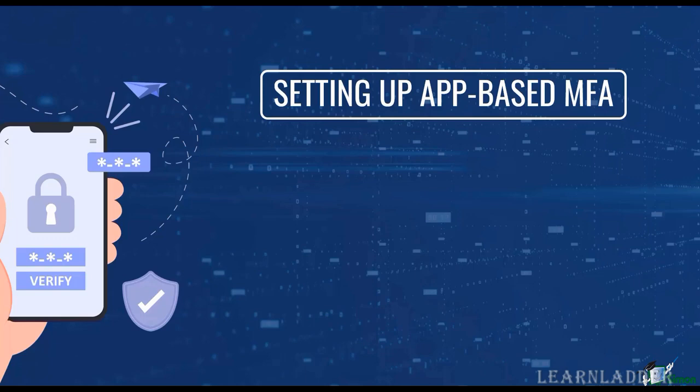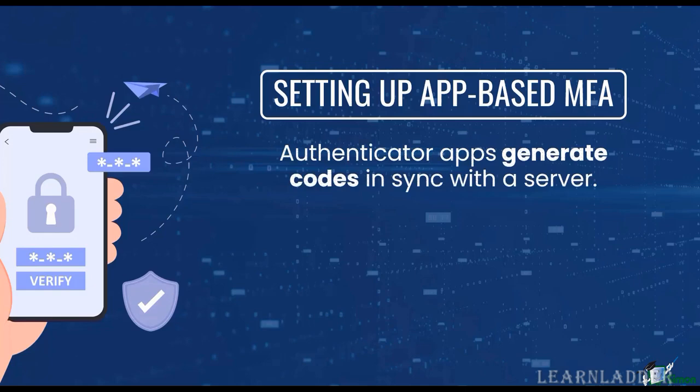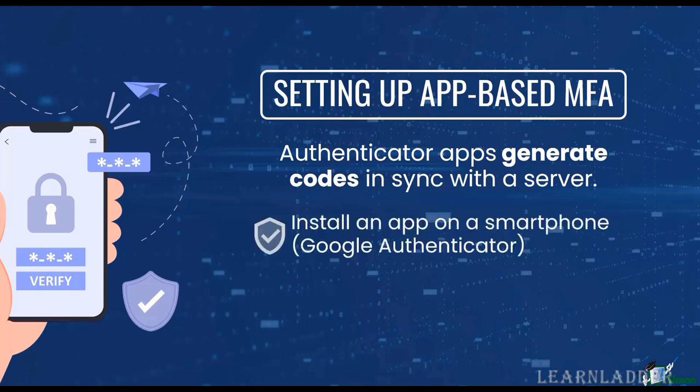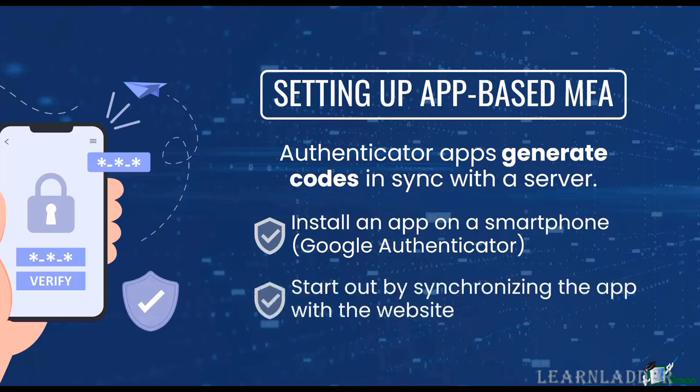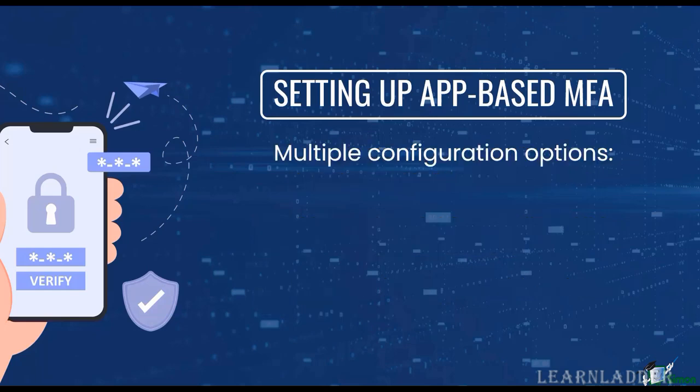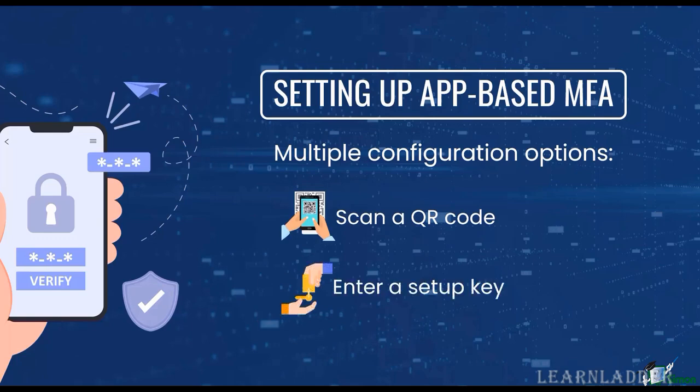However, one of the more generally available and generally secure options is using an app-based multi-factor authentication system. This is how it works. You install an app on the smartphone, an app like Google Authenticator. Many password managers offer app-based authentication as well. You start by synchronizing the app with the website. There are a couple of different options for this. Often you have the choice to either scan a QR code or the website will display a setup key, which is a series of characters, and you type it into your authenticator.